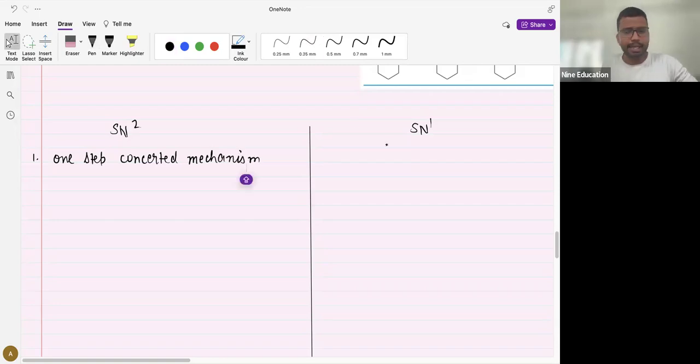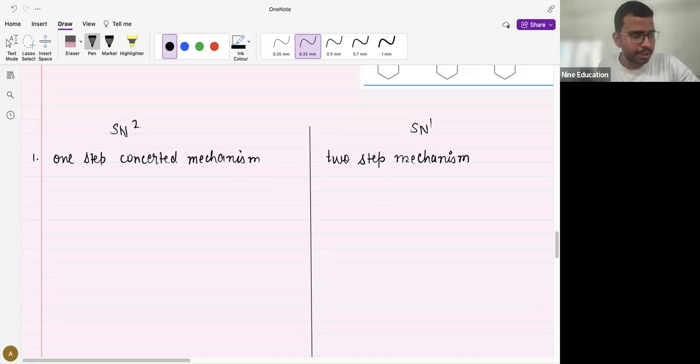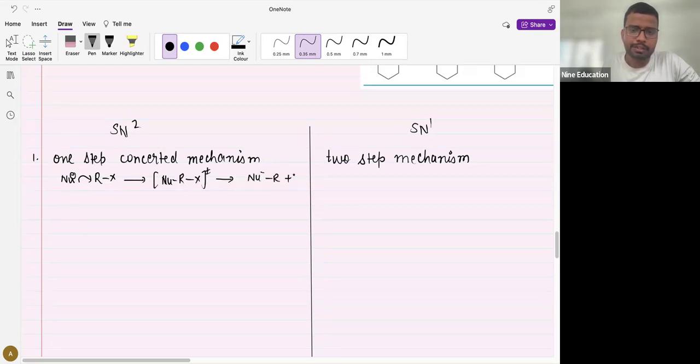The SN1 reaction is two steps. First the carbocation is made, then it goes for attack and proton transfer. It is a two-step mechanism with formation of a carbocation. Let's say we have RX and here we have a nucleophile. By back side attack we get our transition state, R with nucleophile and X, which goes further to give nucleophile and R, and X is removed as the leaving group.